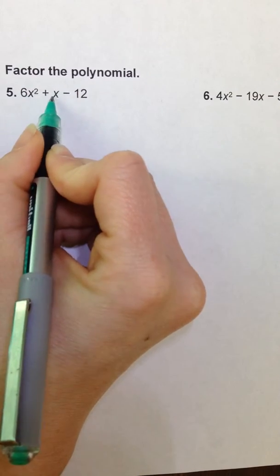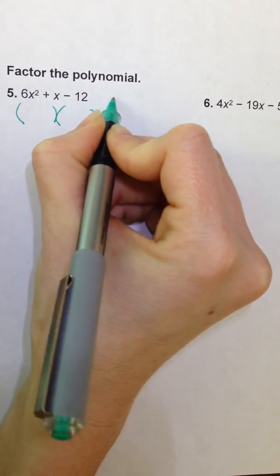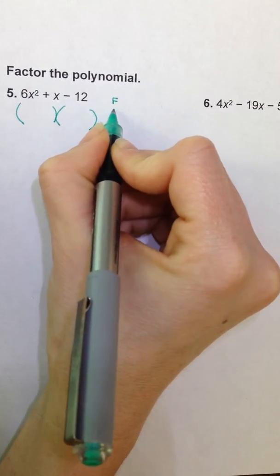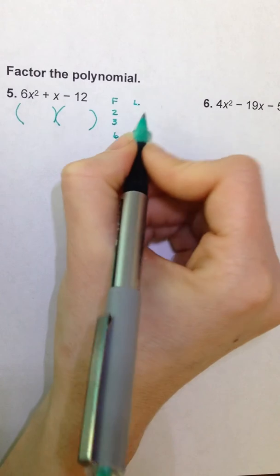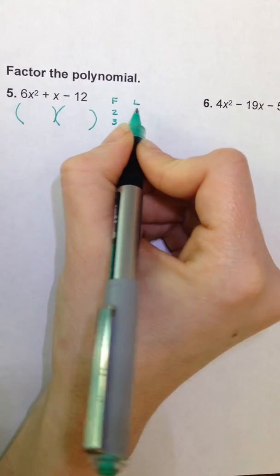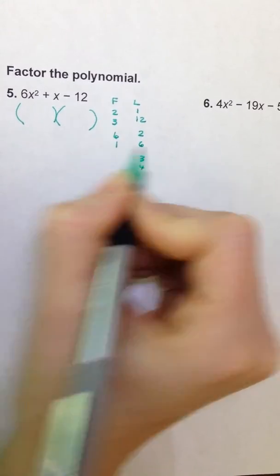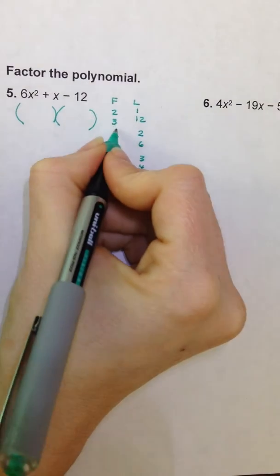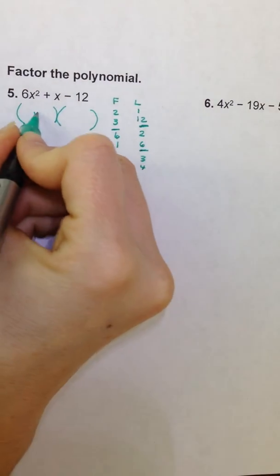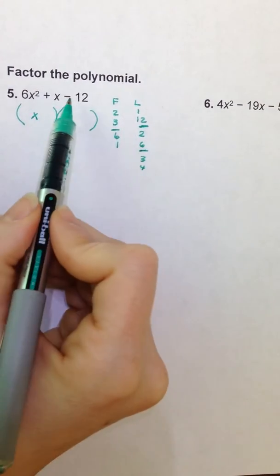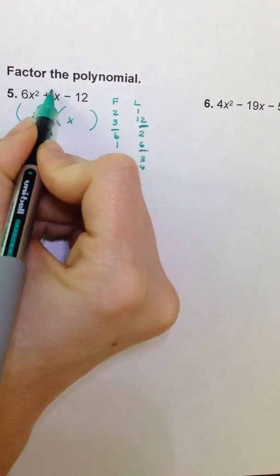So I see that there's no number that goes into all of them. So that means I'm going to have to do this the more difficult way, which means kind of writing out all of my options for the first term. So I've got 2 and 3, and 6 and 1. My last term, I've got a lot here. So I've got 1 and 12, 2 and 6, 3 and 4. So I'm going to separate those so I don't get them all confused. I know that I'm going to have an x here and an x here, and because this is negative, I'm looking for products that subtract to get 1.